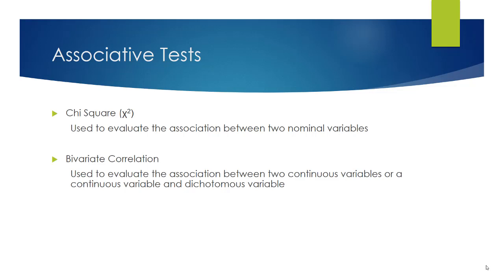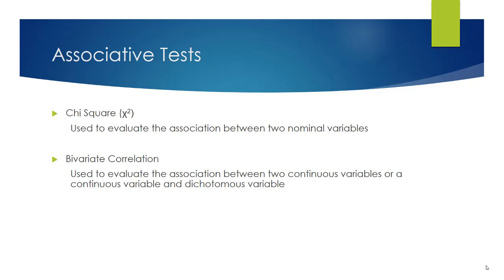Additionally, when we're looking at these associations between variables, we can use a bivariate correlation. Now, this is used to evaluate the association between 2 continuous variables or a continuous variable and a dichotomous variable. So going back to that example where we have socioeconomic status and high and low drug use, if we look at socioeconomic status as income in dollars, now we've really shifted our unit of measure from more of a categorical or ordinal variable into a continuous variable.